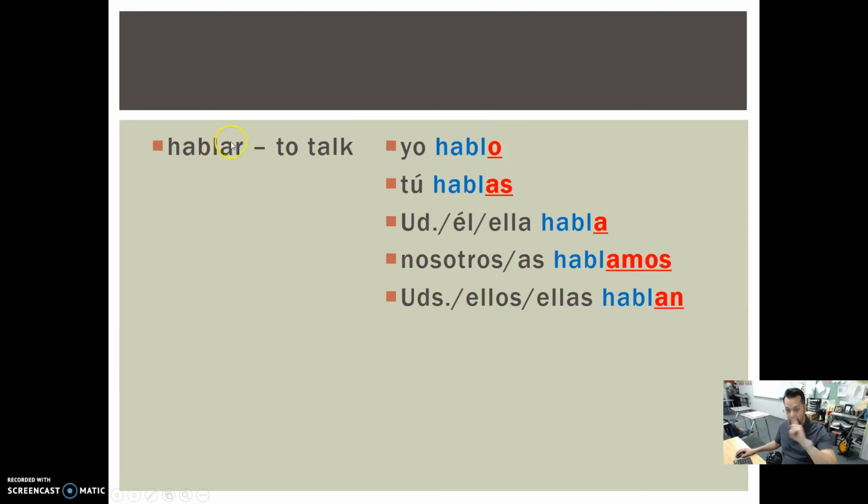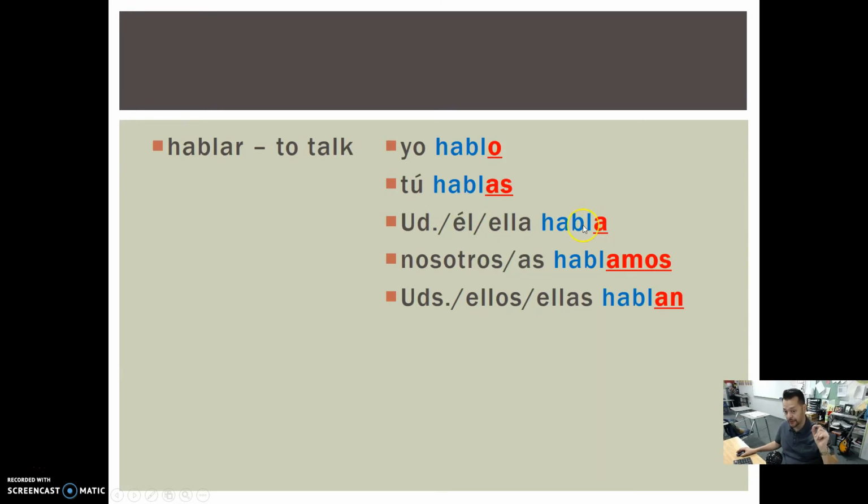Let's break the AR off of hablar. We're left with HABL, and now we put in new pieces. Tú hablas. You see that? Okay, so now you have tú hablas, and in Spanish what that means is you speak, or you are speaking, all right? And then just follow the pattern for the rest of them. Usted, or él, or ella, habla.